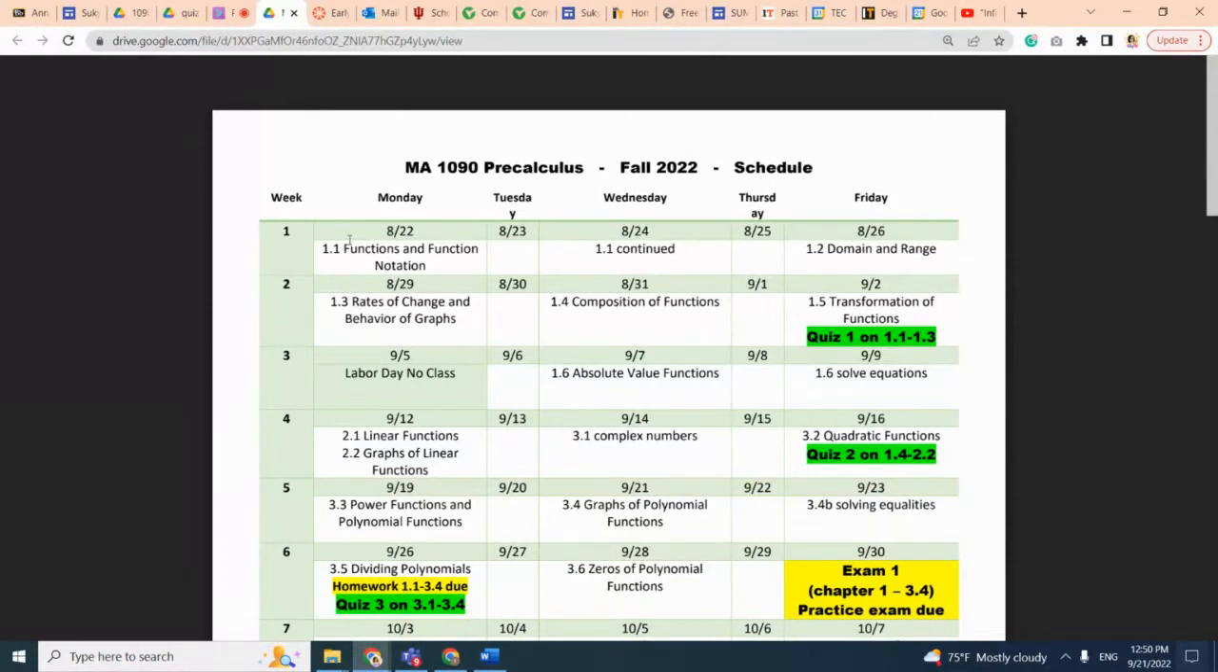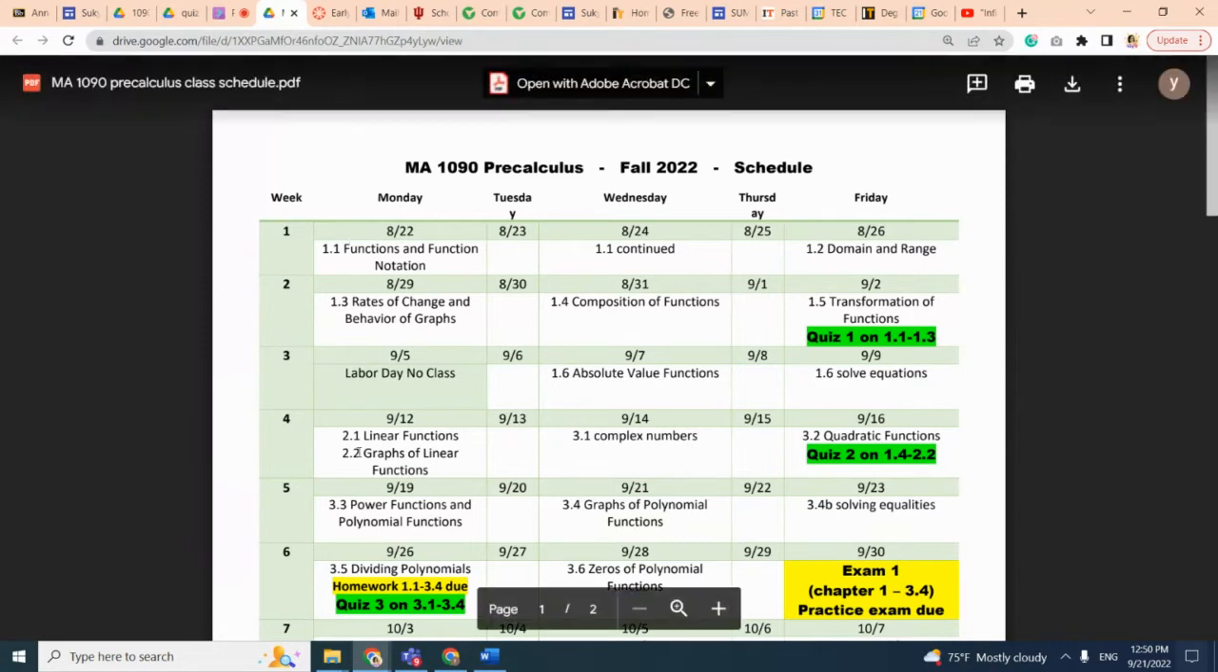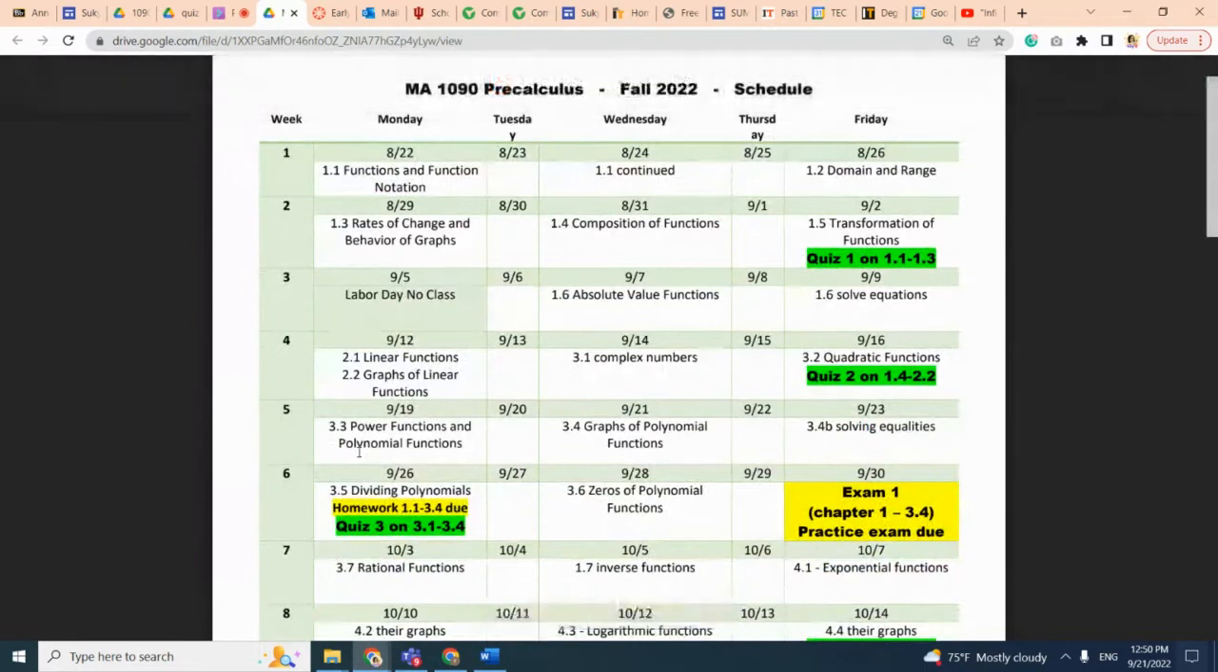So today we will talk about section 3.4, graphs of polynomial functions. This week you don't have a quiz, but please try to finish your homework as soon as possible because our homework due date is Monday. It's from homework 1.1 to 3.4.